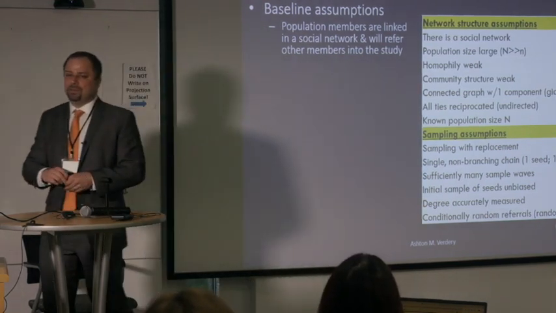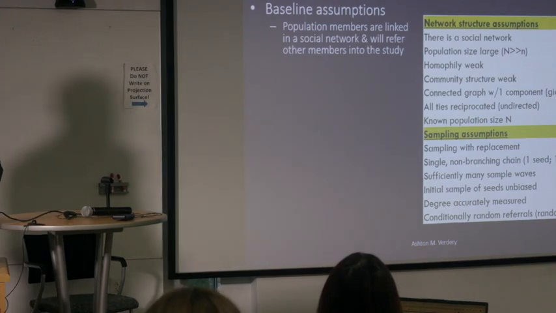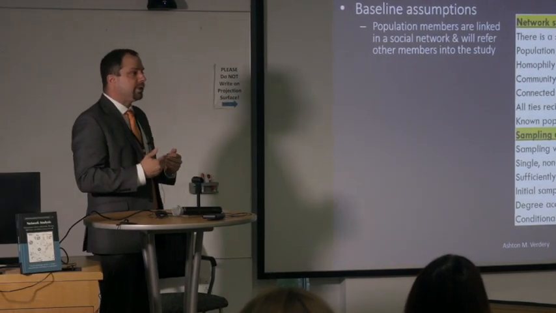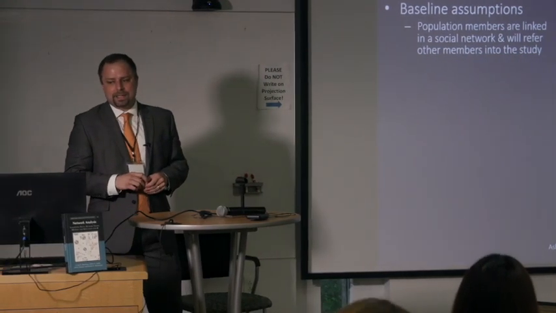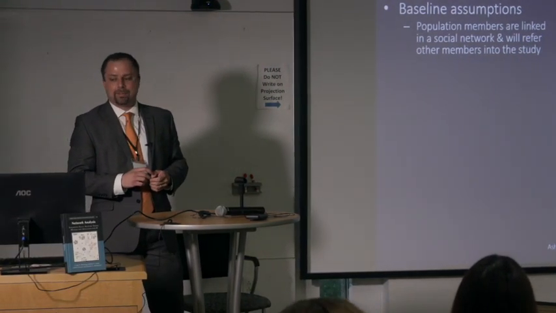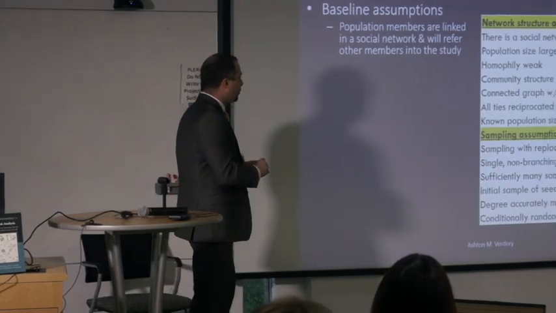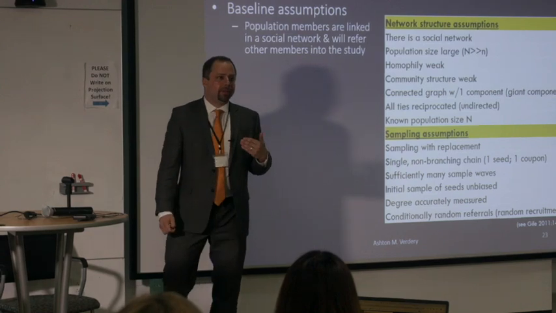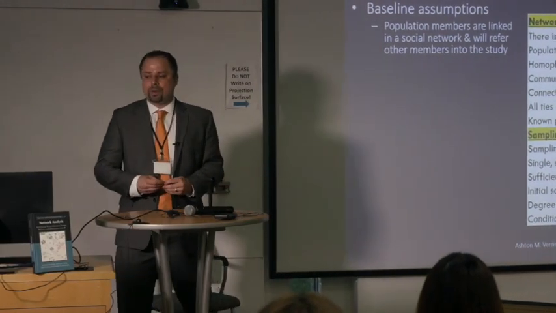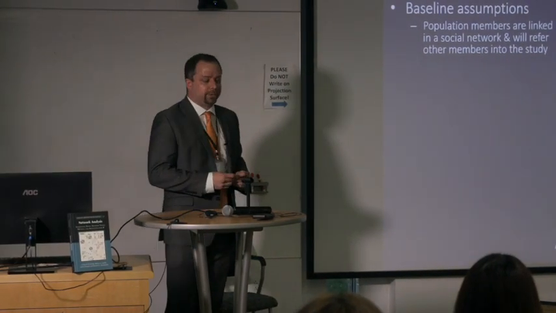Other big assumptions are that homophily in the network is relatively weak. The network's community structure is relatively weak, so it's not highly clustered. That the graph is connected with one giant component. That's a more stringent assumption than there is a social network, but technically all the estimators make that assumption. It also typically assumes that all ties are reciprocated.